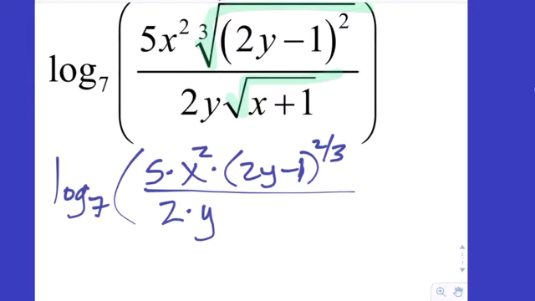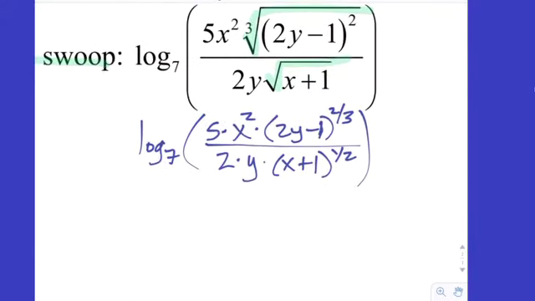In the bottom, I have 2 times y times x plus 1 to what power? If it's the square root, 1/2 power. Good. All right, so at some point, you wouldn't even need to do that because you could think about each of those factors with the radical in your head. So how many factors total do I have? Let's count them. I got 1, 2, 3 factors in the top, and 1, 2, 3 factors in the bottom. So when I expand it out, I'm going to have 6 terms. 3 of them are going to be positive log base 7s from the 3 factors in the numerator, and 3 of them are going to be minus log base 7s for the ones in the denominator.